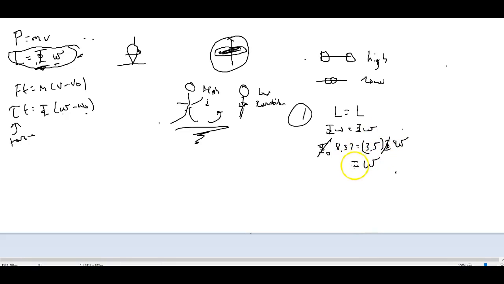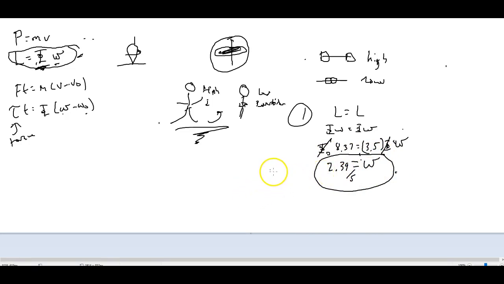oh, I need a calculator. Do I have a calculator here? Yes, I do. Excellent. Calculator ready. Not completely unprepared for class. 8.37 divided by 3.5, and I get 2.39. Now it's angular velocity, so I'm going to write radians per second, and that's how much slower I'm rotating when I come out of the tuck position.